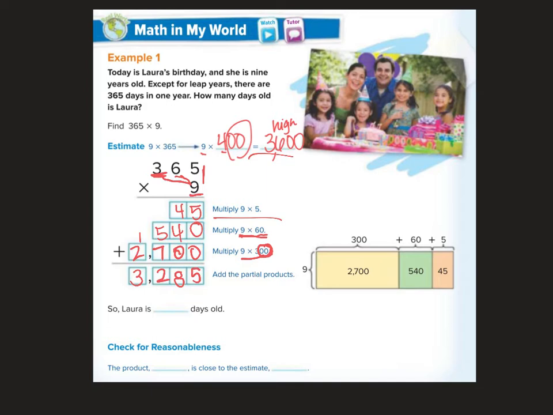Another way to solve it is drawing, this is called an area model. What this shows is if I broke 365 into expanded form, 300 plus 60 plus 5, I did 9 times 5 is 45, which is just what we did here. 9 times 60 is 540, right there. And 9 times 300 is 2,700. So then I'd add up my different areas and could get my product that way.